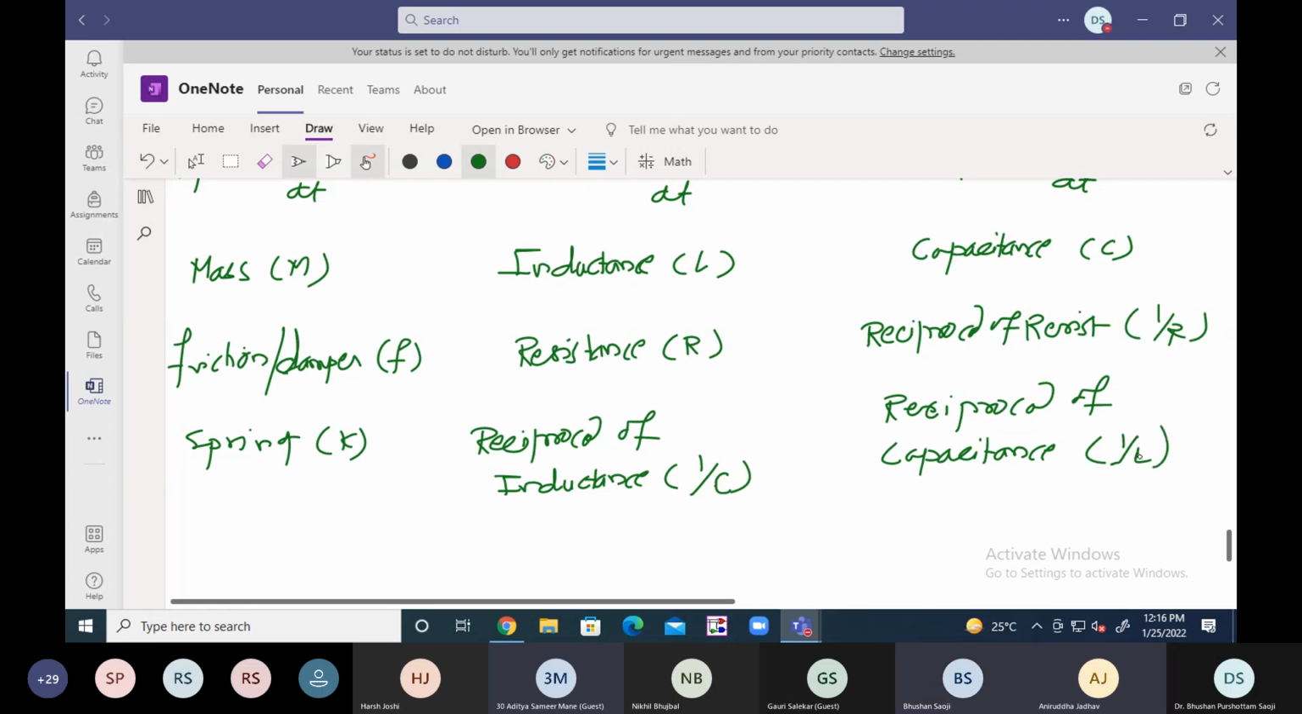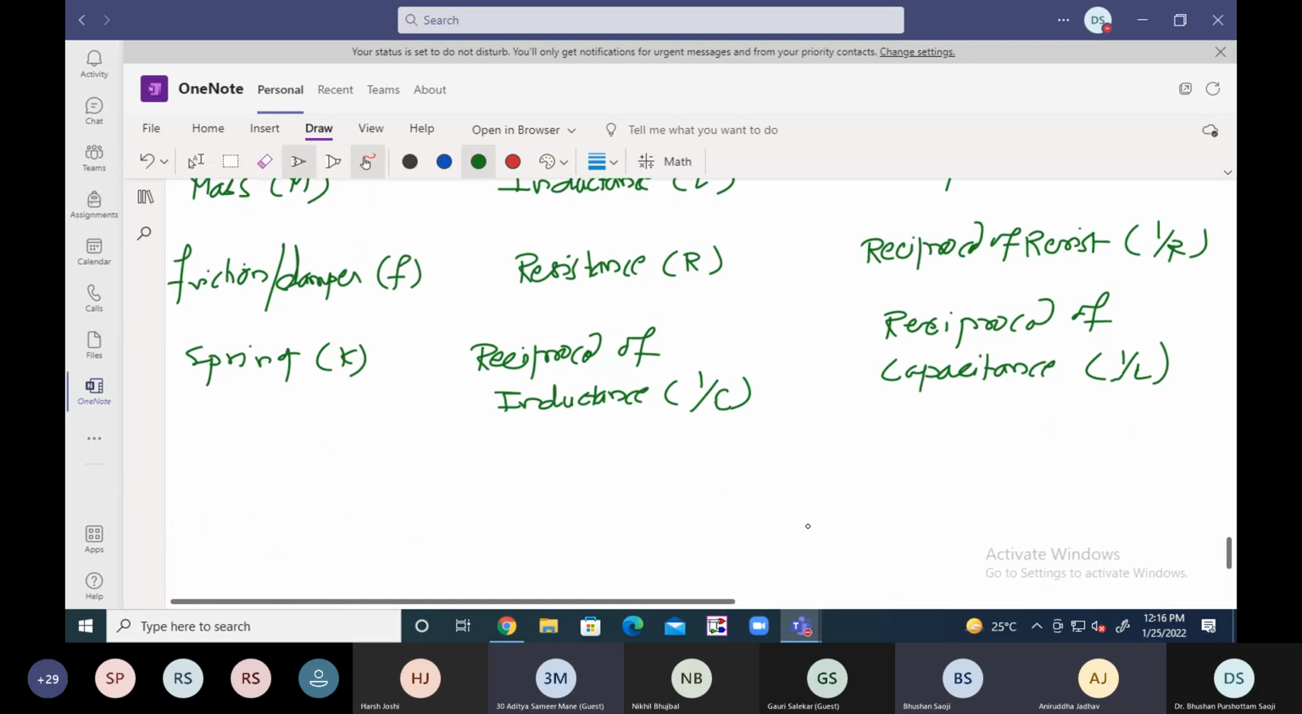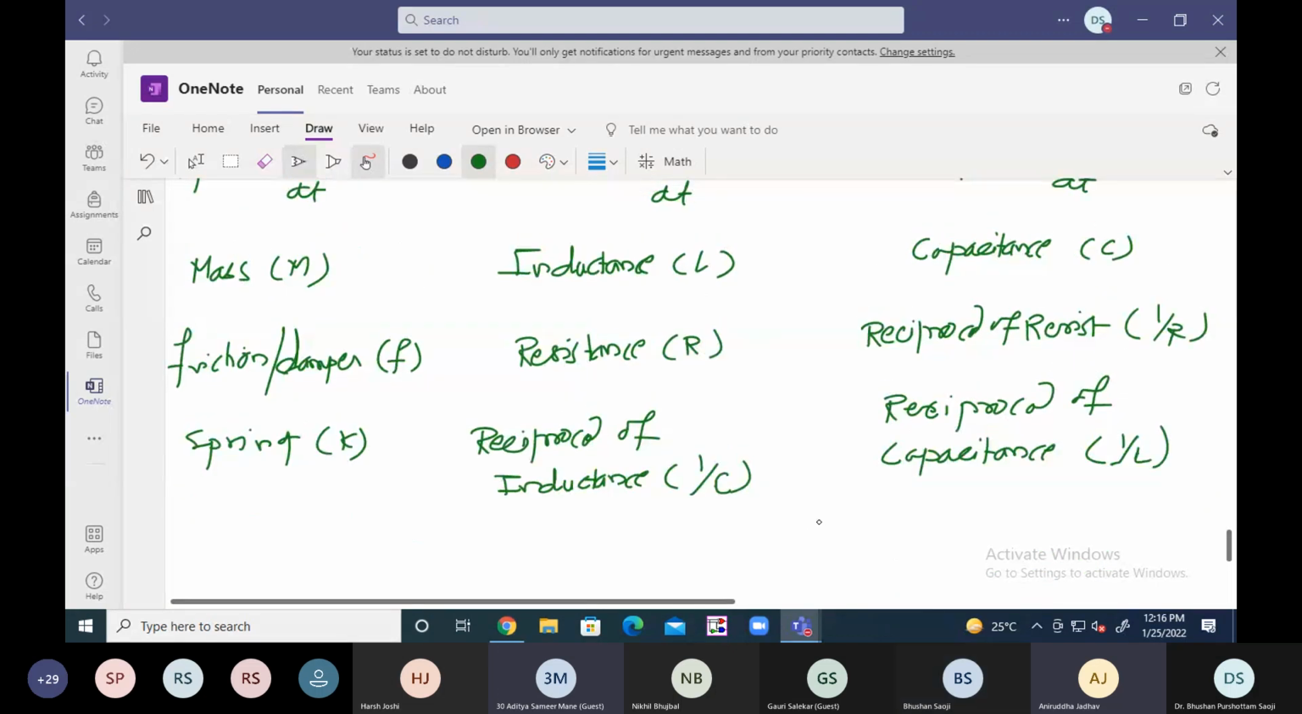This table you have to remember always. Okay, this is important, because if we remember these tables, then we can convert mechanical to electrical, either in voltage or in current, any one of them. And tomorrow we will see the numericals based on this one.